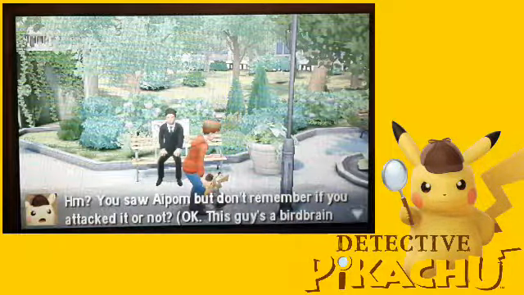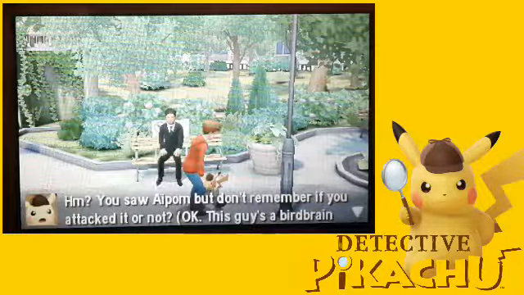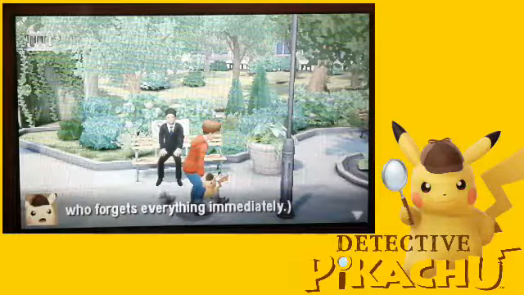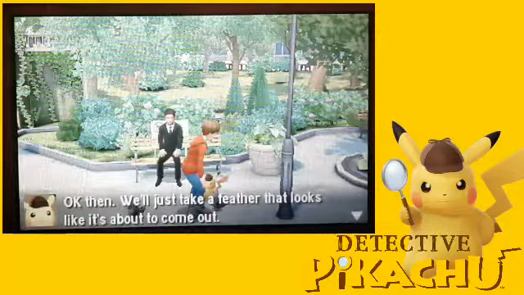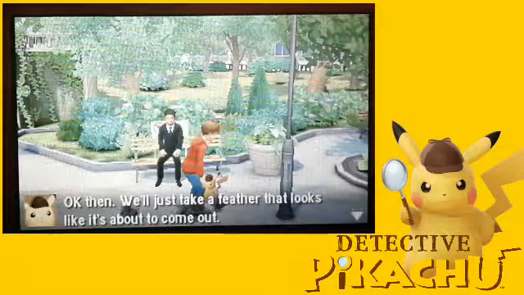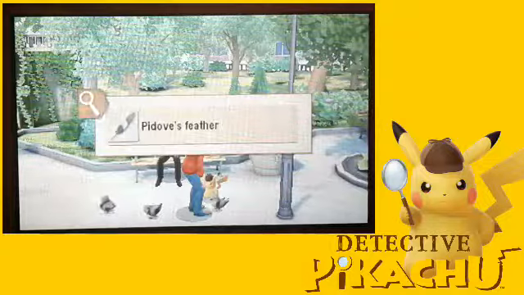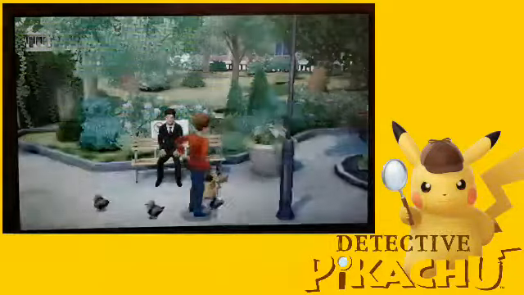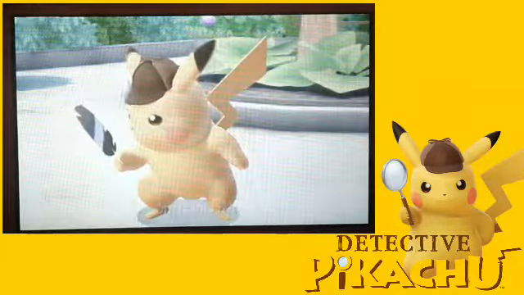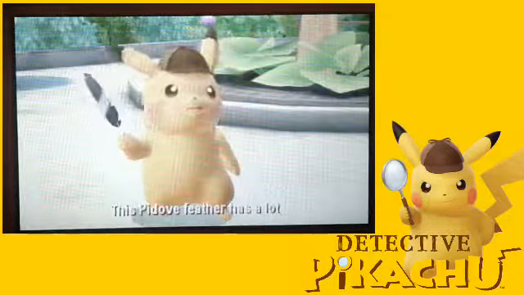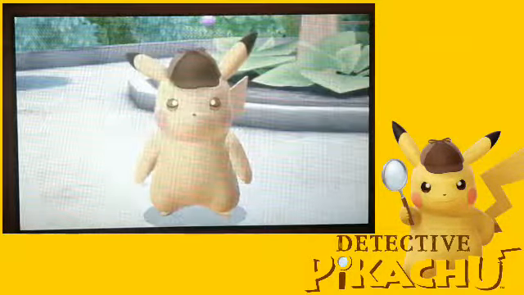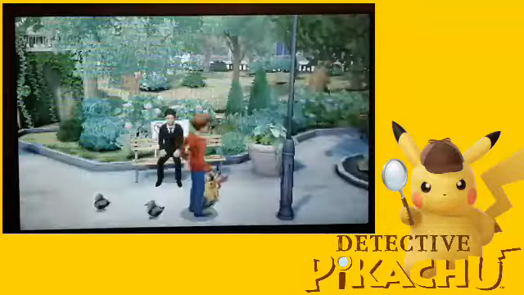You saw the Pokemon, but you don't remember if it attacked you or not? Okay, bird brain, who forgets everything immediately. Okay then, we'll just take a feather that looks like it's about to come out of you. That one? Was that one it? Wow! Is this it? No. Oh no, not the same. This feather has a lot more gray in it than it does black. Okay.